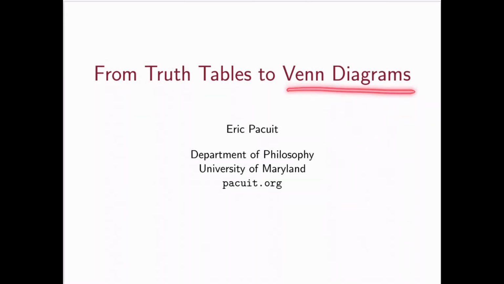A Venn diagram is a way of visualizing propositions. It's a standard tool that's often used when talking about probabilities. In this lecture, I want to talk about how we're going to move from truth tables to Venn diagrams.